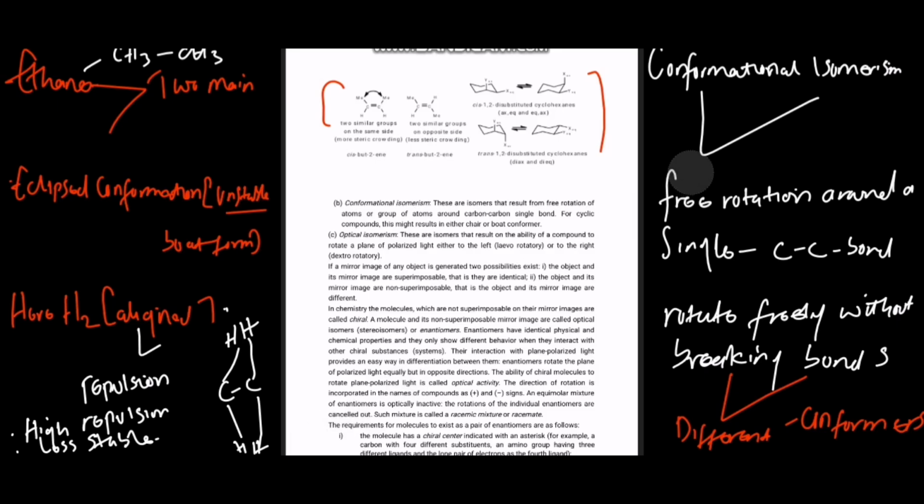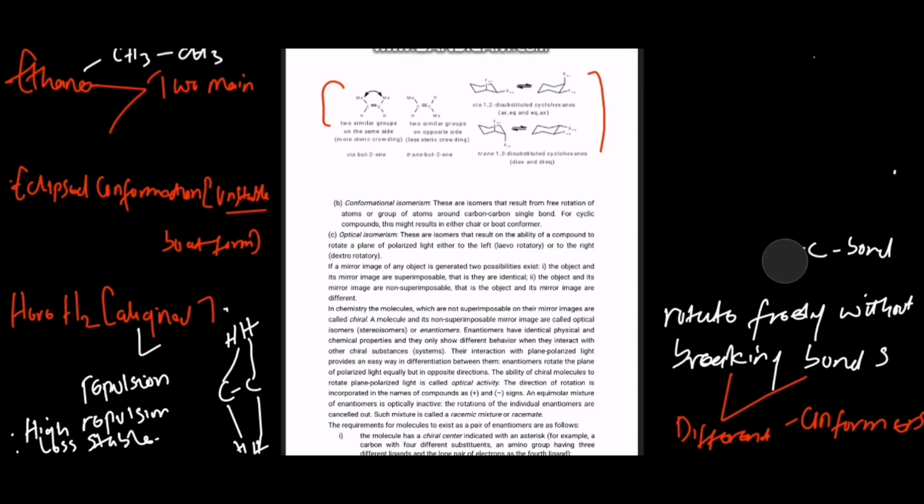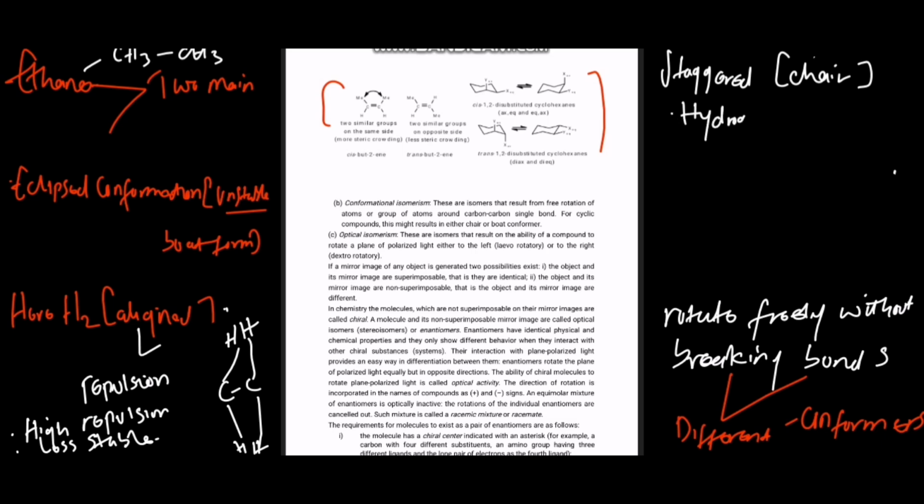Now, why for the staggered conformation? Let me erase this for a little. For the staggered conformation, which is also called the chair, or the stable conformation, the hydrogens are far apart altogether.